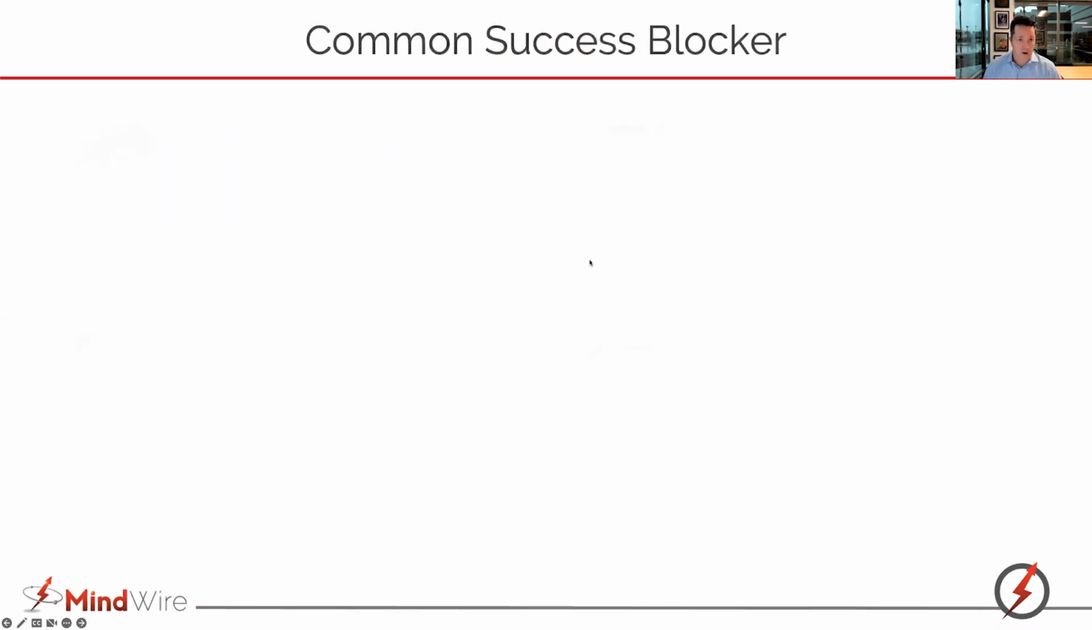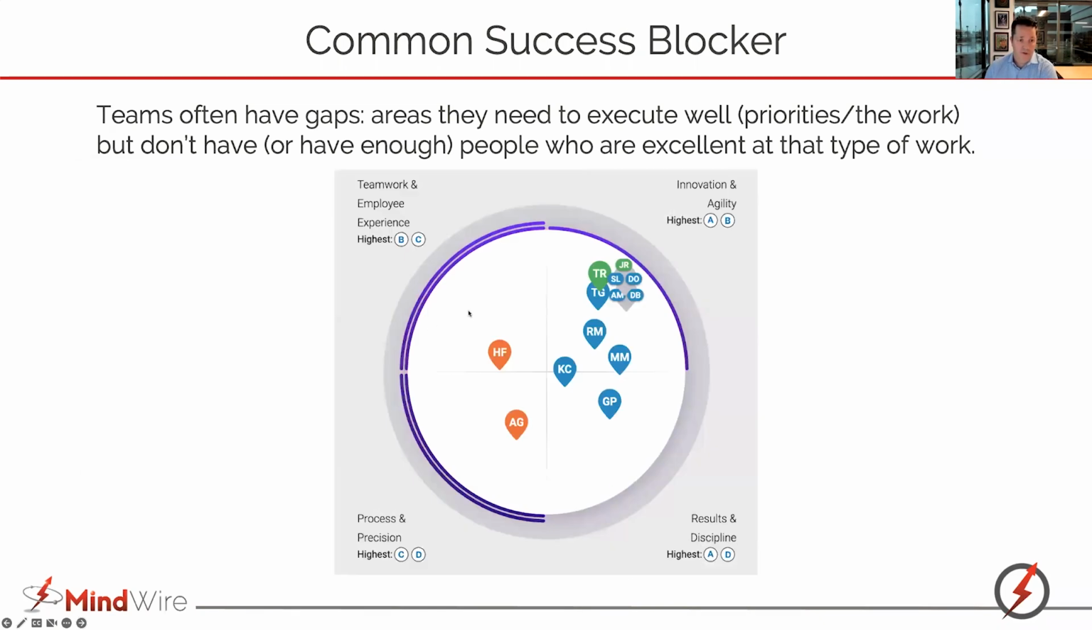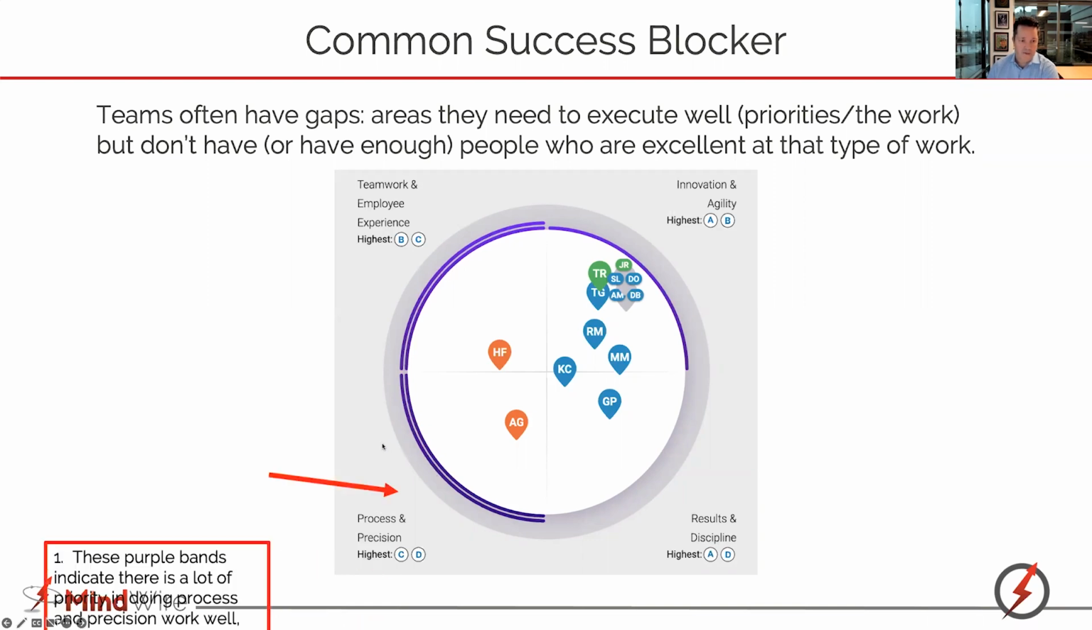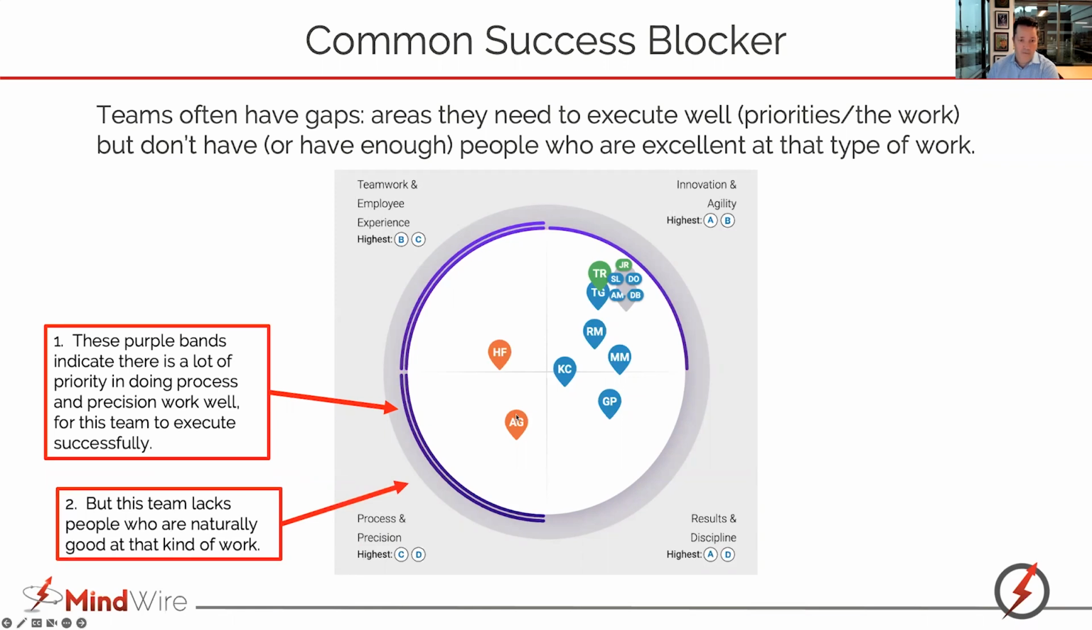So on our prior example, we talked about that team that had lots of results and discipline areas of need and no one there. This is not uncommon. This is common. You'll see teams where they have gaps. Our talent acquisition team didn't have a teamwork and employee experience piece of it, right? This team has one person right here, right? And one here, but they've got two bands that are important on teamwork and two on process and precision. So it means we've got a lot of need to do this well to execute. And we've only got one person there.